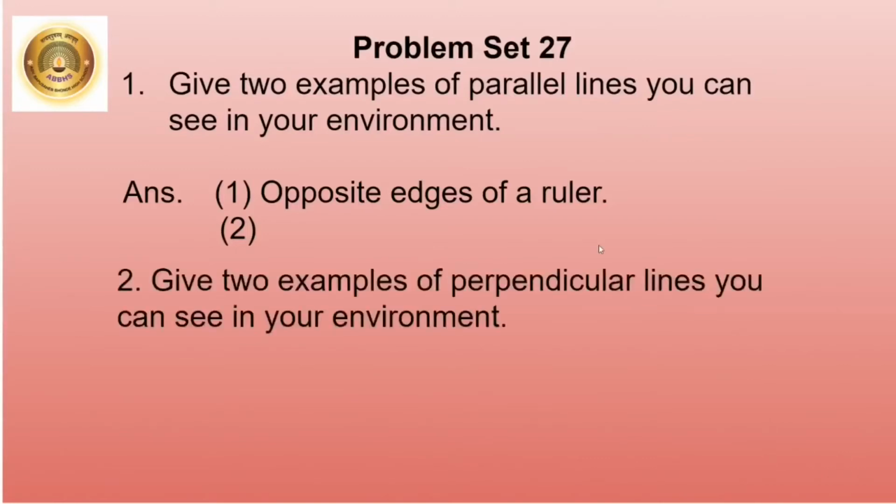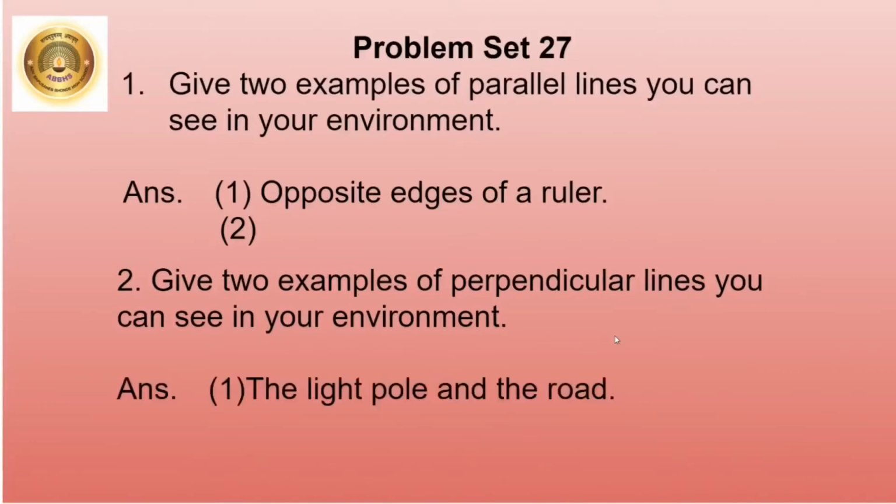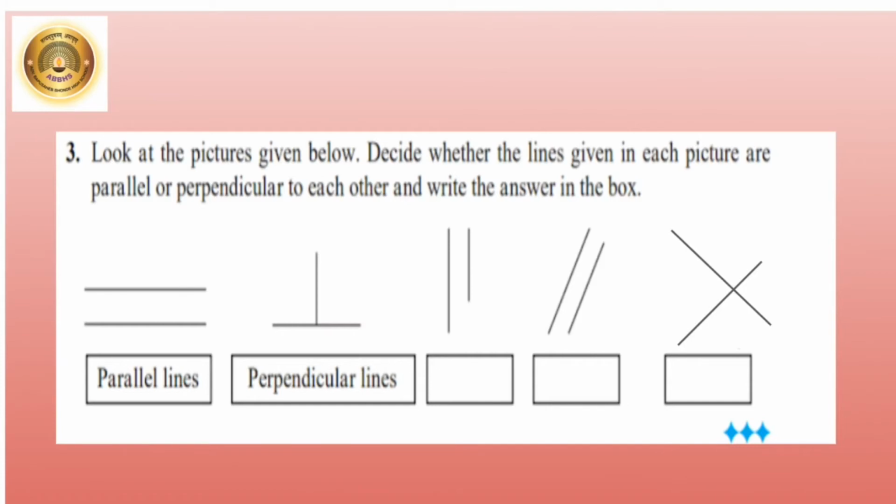The second question, give two examples of perpendicular lines that you can see in your environment. One example is the light pole, the electric pole that you see on the road. The light pole and the road, they are perpendicular to each other. You can write the second example. Now let's move on to the third question. Look at the pictures given below. Decide whether the lines given in each picture are parallel or perpendicular to each other and write your answer in the box. The first two are already solved for you. You have to solve the remaining questions.